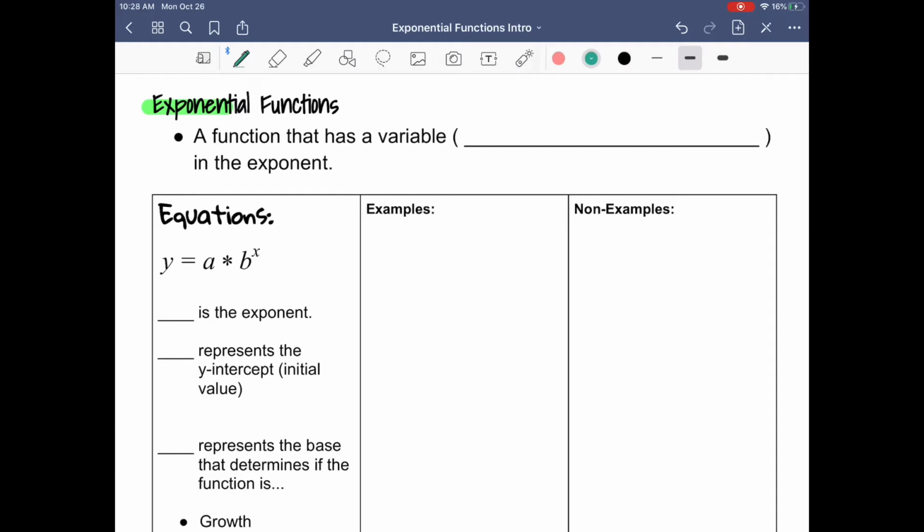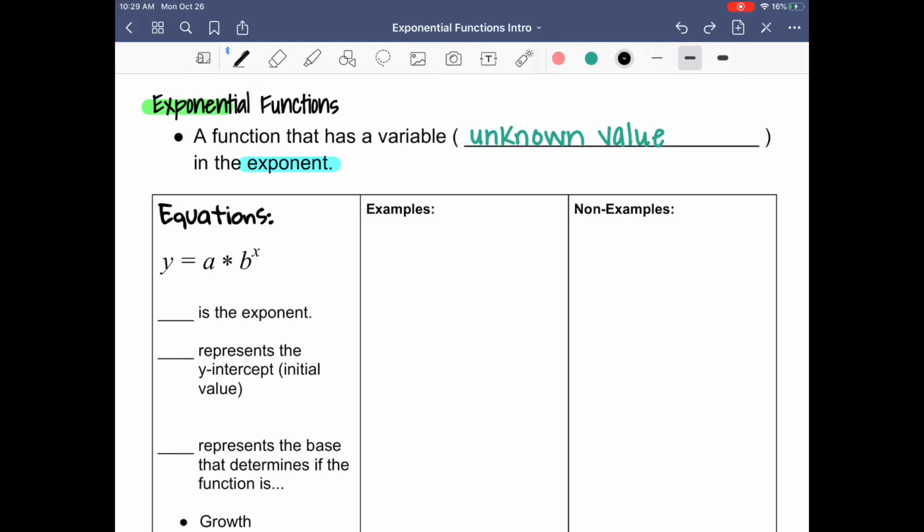And the reason that that is important is because an exponential function is a function that has a variable, or the unknown value, and that unknown value is actually going to be in the exponent. Okay, so that is super important that the variable is in the exponent. So in order to be an exponential function, the variable has to be in the exponent.